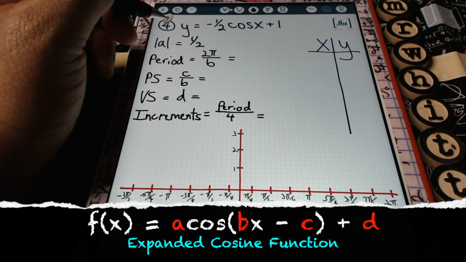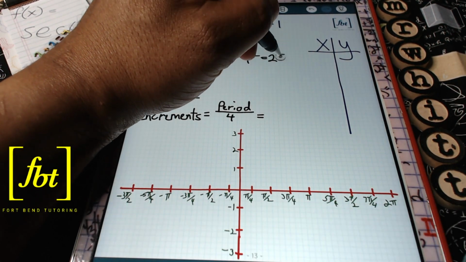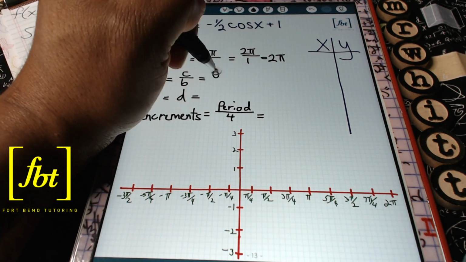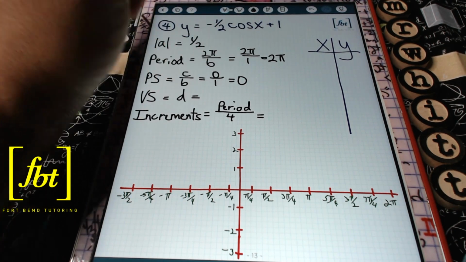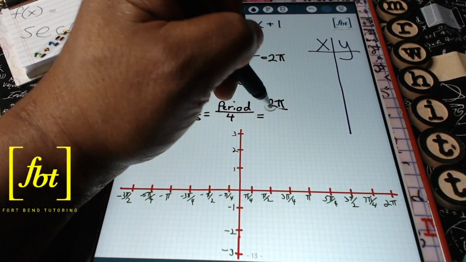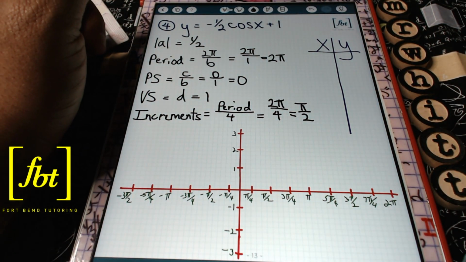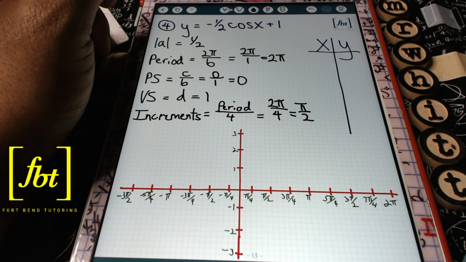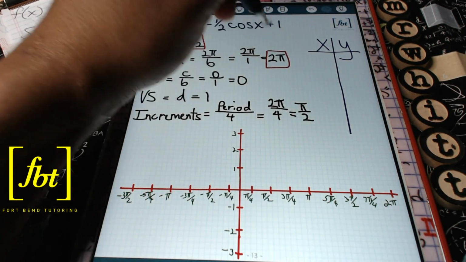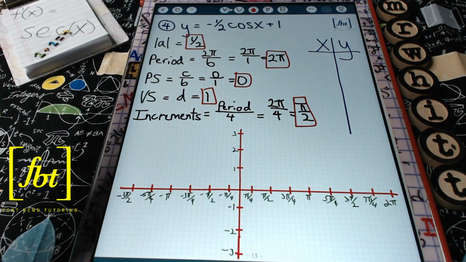Our period is 2 pi over b. So we have 2 pi over 1, which gives you 2 pi for your period. Your phase shift, in this case, is going to be 0 over 1. So that's just 0. You have a vertical shift of 1, and our increment is going to be 2 pi over 4. Simplified gives you pi over 2. All right. So there we go. This is your problem number 4. Let's go ahead and red box it. Red boxing it. That's right. Amplitude, phase shift, vertical shift, and the increments, my favorite part.